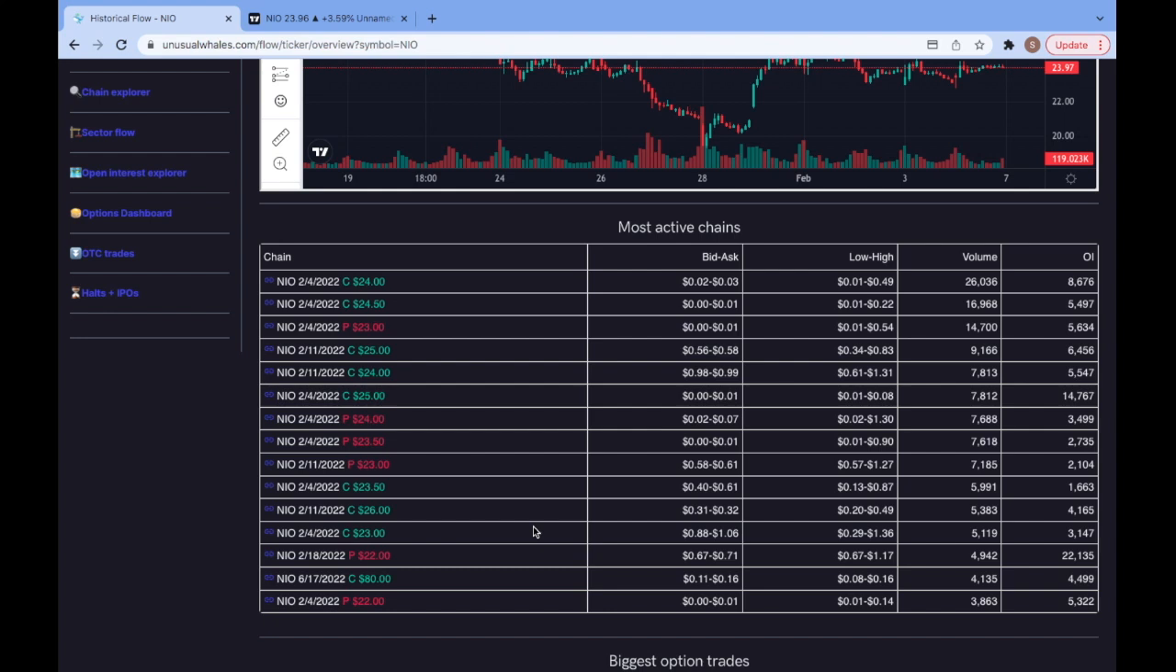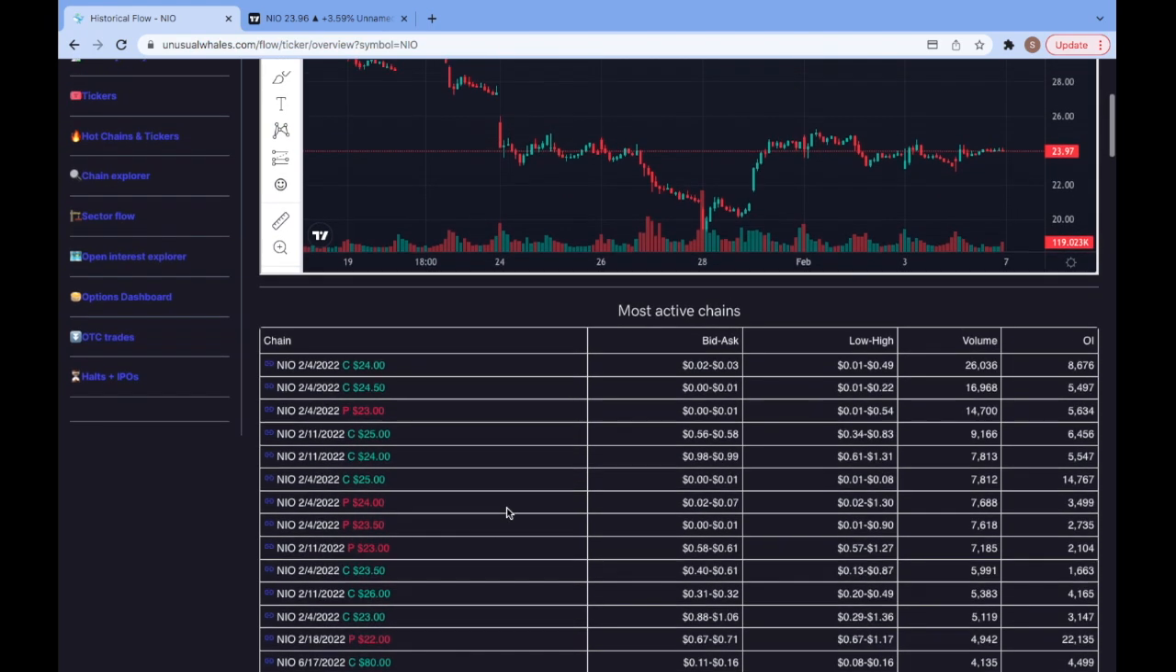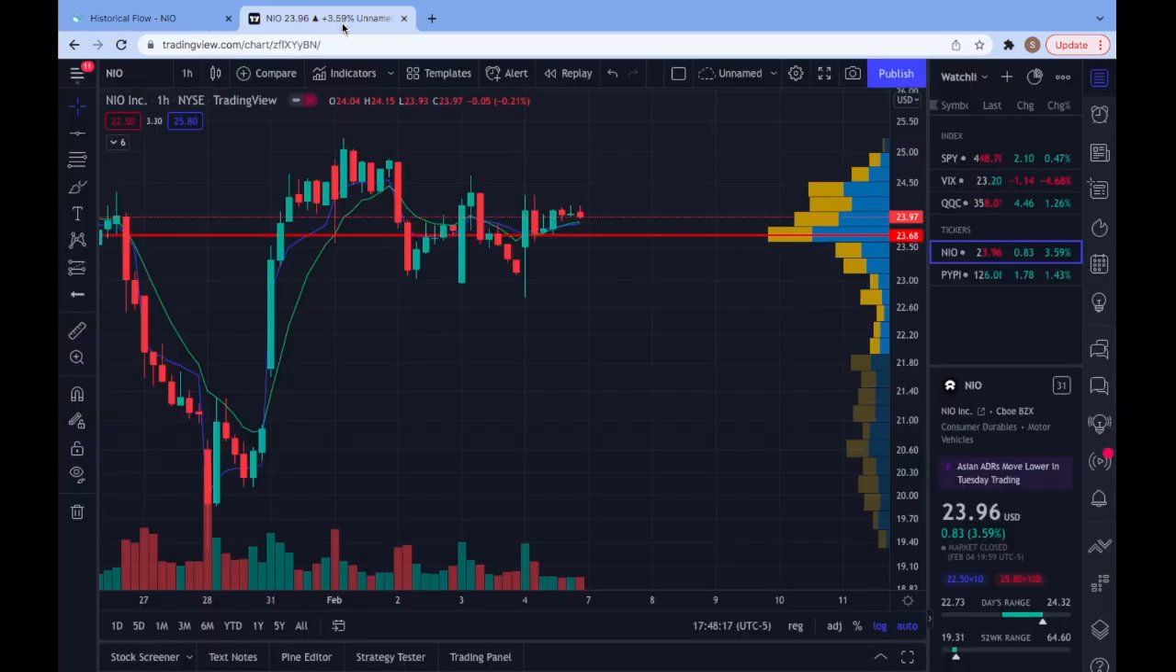And I really use the flow to look at where's the volume, right? Because we need volume in order to get in and out of contracts, in order for some good liquidity when we are day trading. So that's how I really use flow. And then I'm going to couple that with key levels.